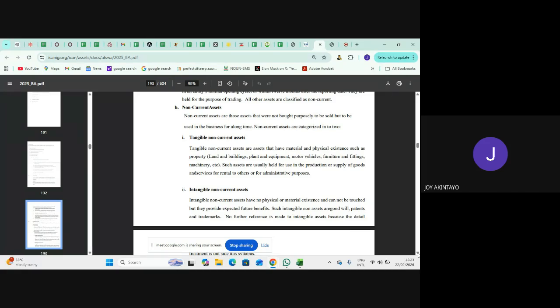Then we have intangible non-current assets. They have no physical or material existence and cannot be touched, but they provide what? Expected future benefits. Like, let's take for instance reputation. Through reputation, people are likely to buy the company's products.